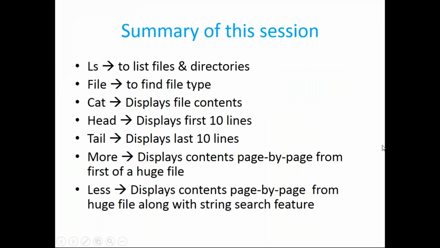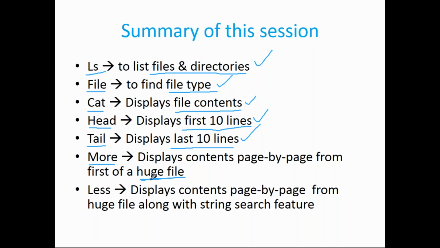Okay, this is the summary of our today's session. We have seen how to use ls to list the files and directories. We have seen how to use the file command to determine its file type without listing or without opening the file contents. We have seen how to use cat to display the file contents. We have seen how to use head to display the first 10 lines of the file. We have seen how to use tail to display the last 10 lines of the file, and we have seen how to use more to display the contents of a huge file.